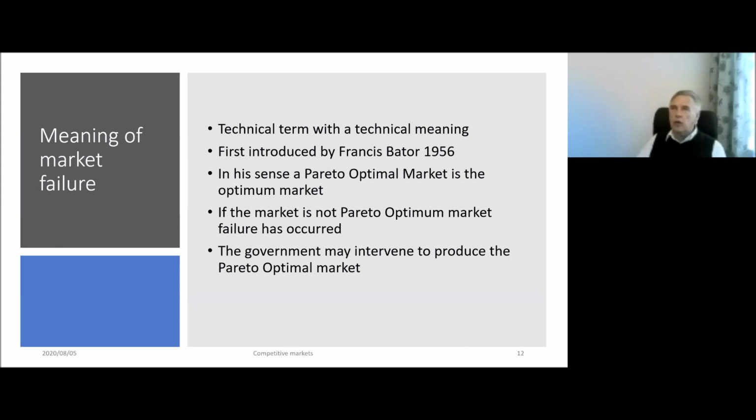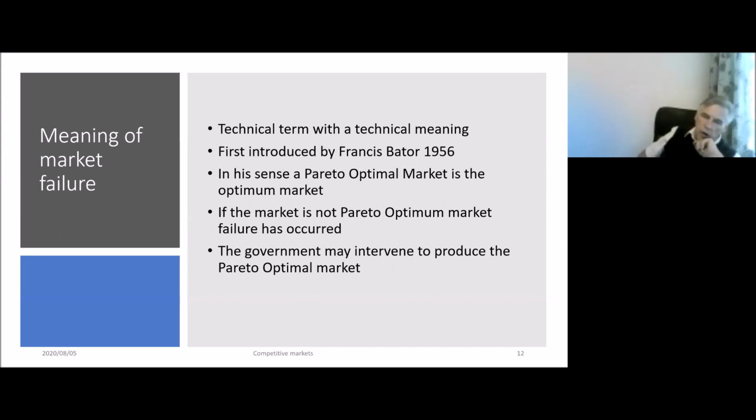Remember, the Pareto optimal market is a market in which no other consumer is worse off because you've entered the market, and you are not worse off because another consumer enters the market. And if the market is not Pareto optimal, market failure has occurred, and then the argument is that the government may intervene to produce the optimal result.